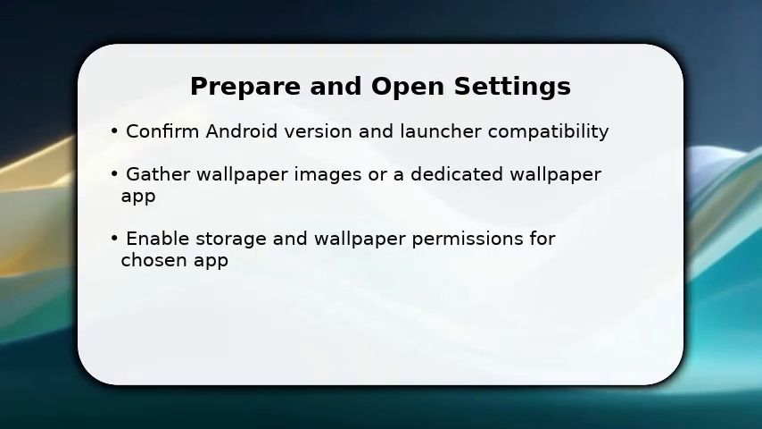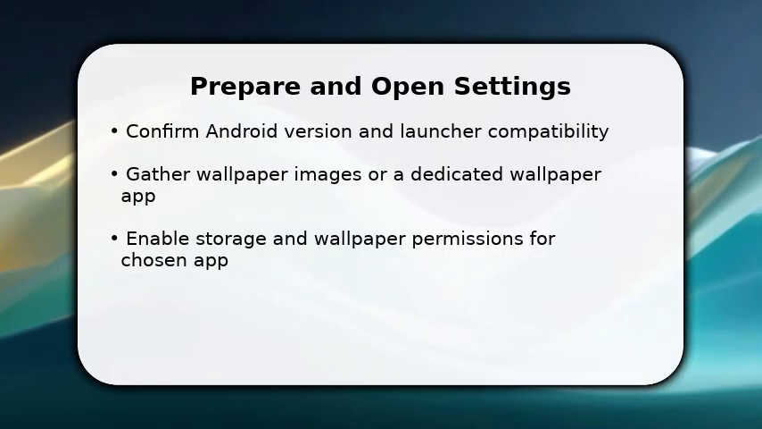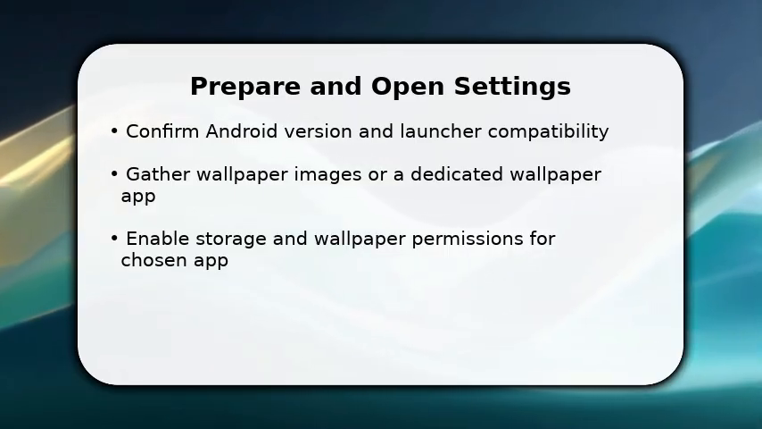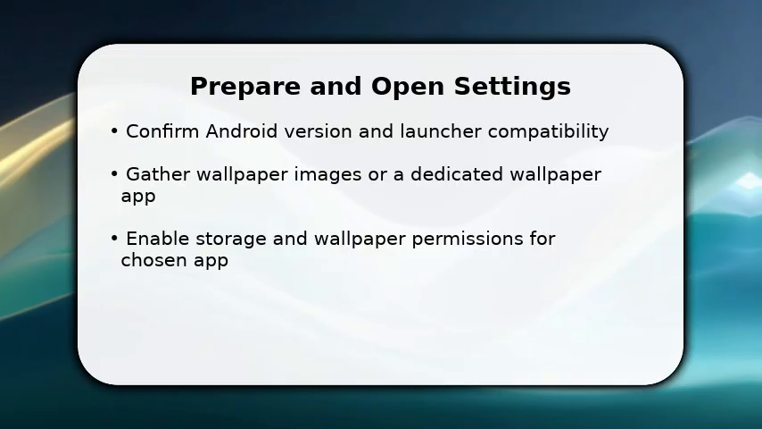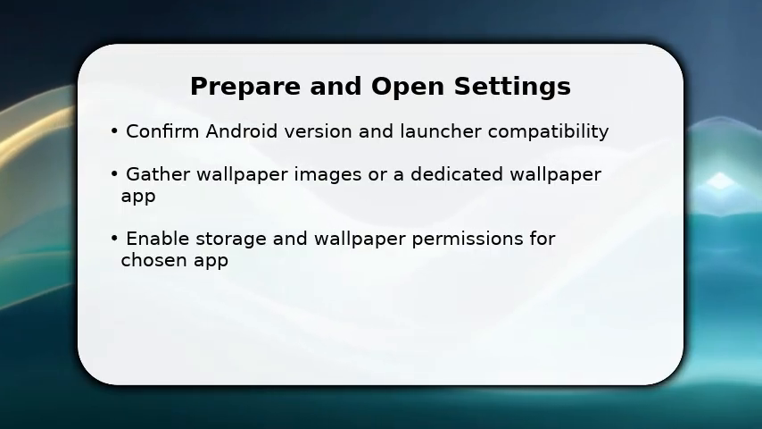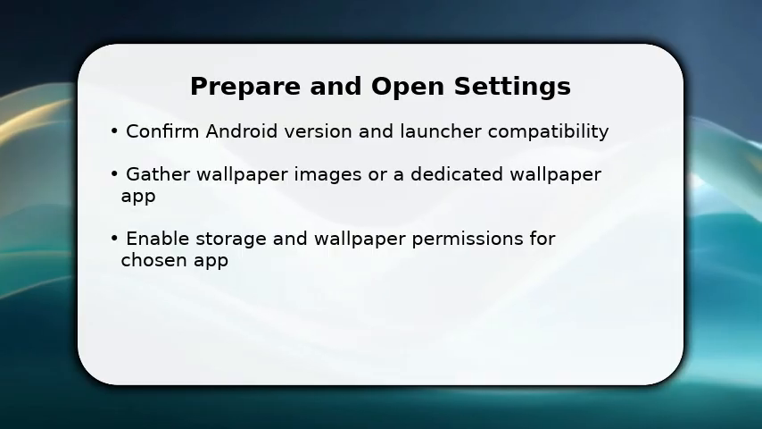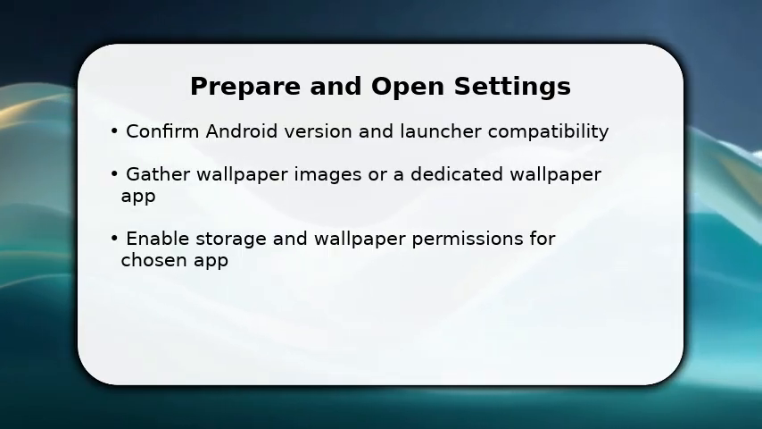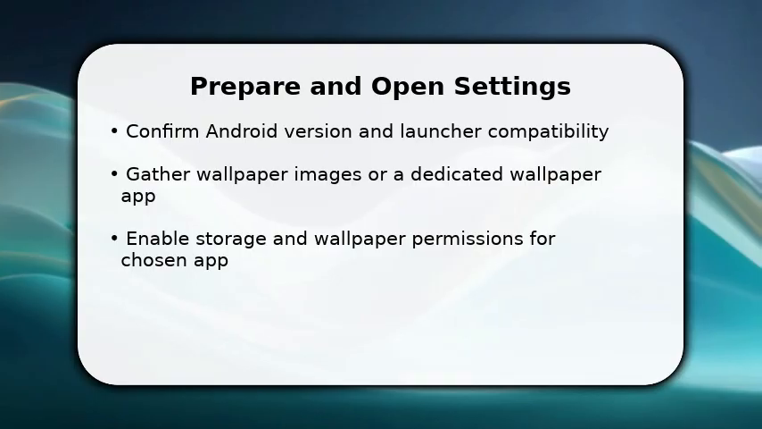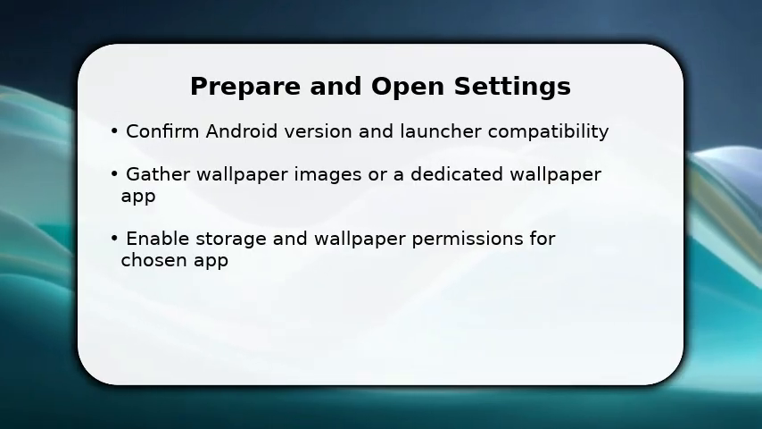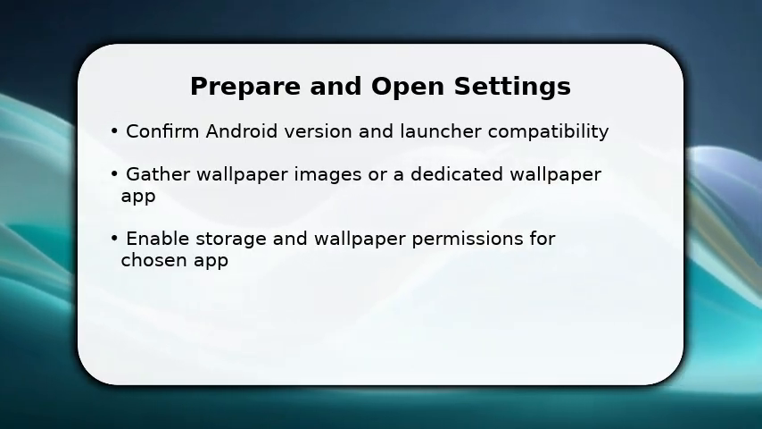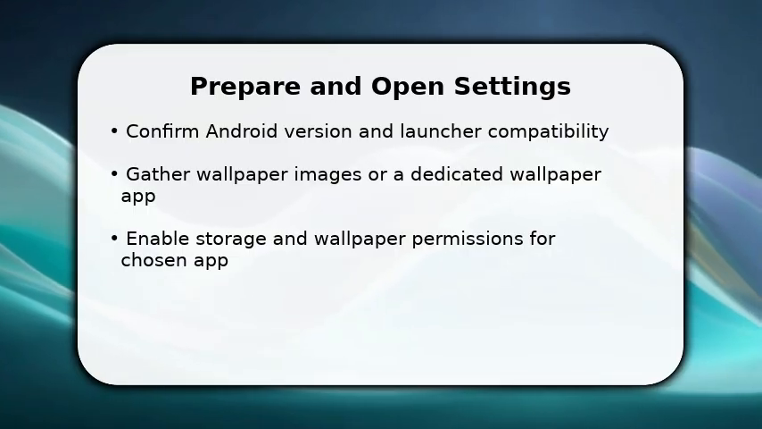You start by checking Android version and confirming the launcher supports dynamic wallpapers. Open Settings and go to Apps to grant storage and wallpaper permissions to the app you'll use. Once done, pick the folder or image source, local photos, cloud, or an app plugin, so the system can access files. Make sure battery optimization won't stop background services.